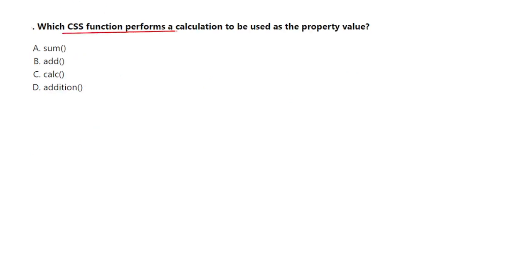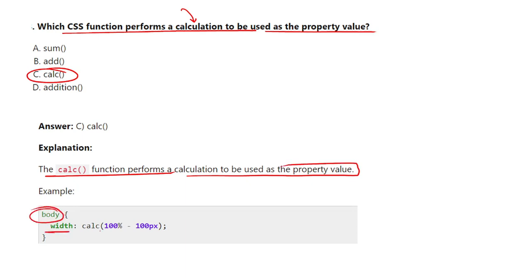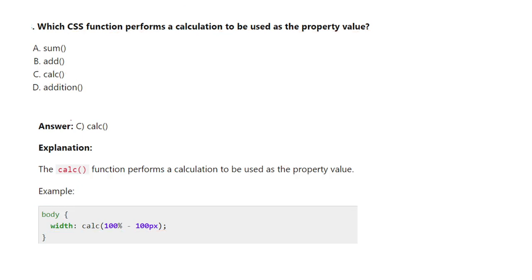Next is: which CSS function performs a calculation to be used as the property value? Whenever you want to perform any smaller or bigger calculation, you can use the calc function. The calc function performs a calculation to be used as the property value, and you can write it as body width: calc(100% - 100px). This is the simple criteria. We have done everything practically in detail in the previous sections. If you forgot to watch those lectures where we discussed every topic in detail with a practical approach, you can check the description box. I have already added the link there.